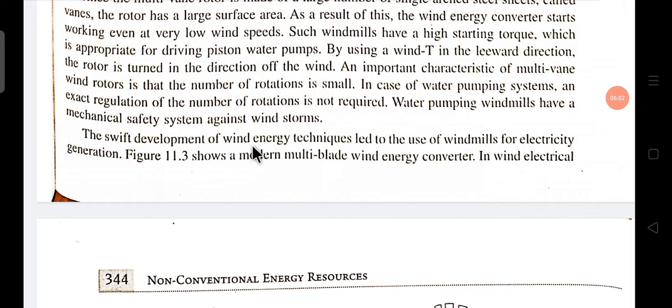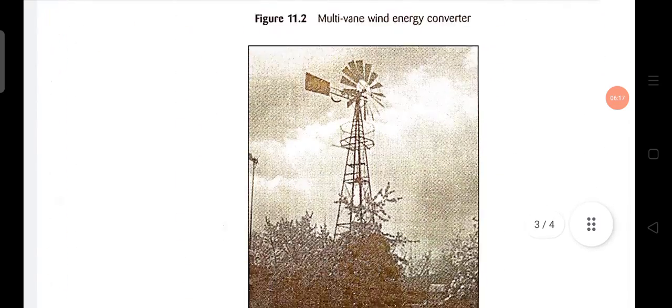The swift development of wind energy technique led to the use of windmills for electricity generation. The figure shows the modern multi-blade wind energy converter. This is the modern multi-blade.